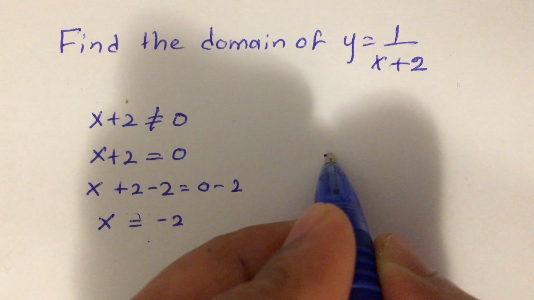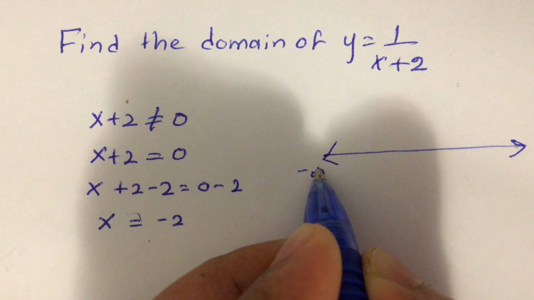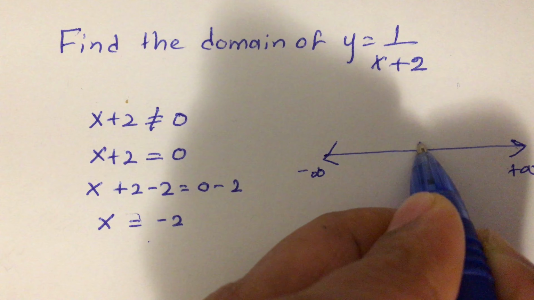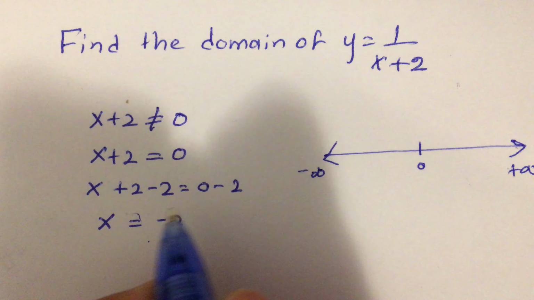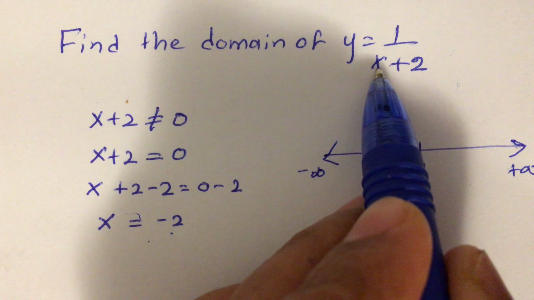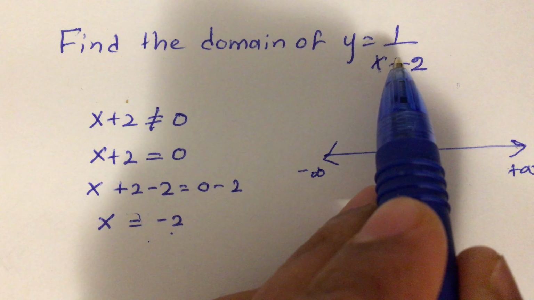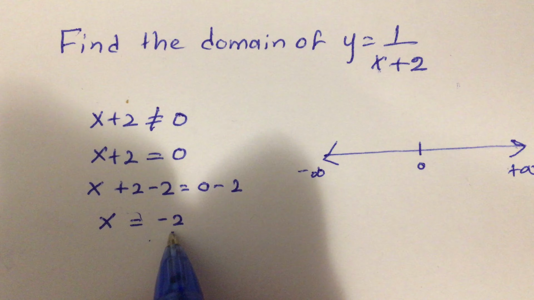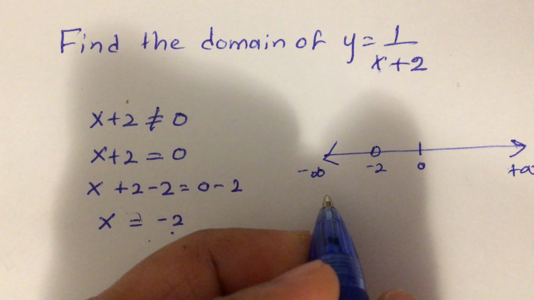So we have the real line, right? Which is from negative infinity to positive infinity, right? So in the center you have 0. But now we have a problem at x equals negative 2, because when we substitute x equals negative 2, your whole function is not defined because your denominator equals 0. So we have to remove this point from your domain. So you have to remove this negative 2 from your domain.